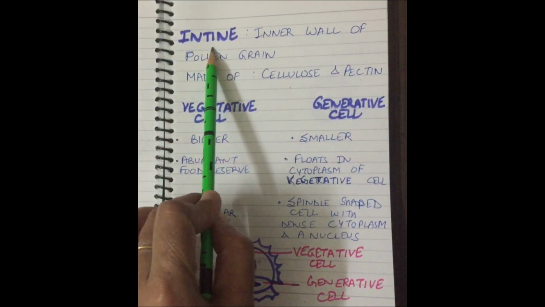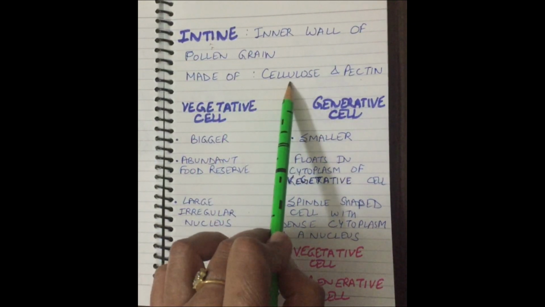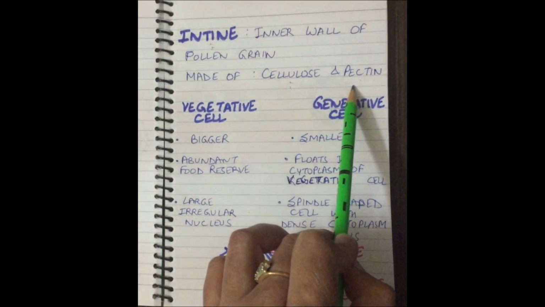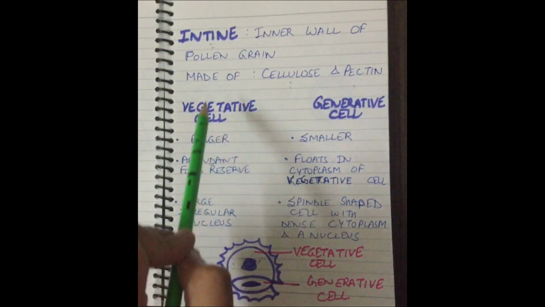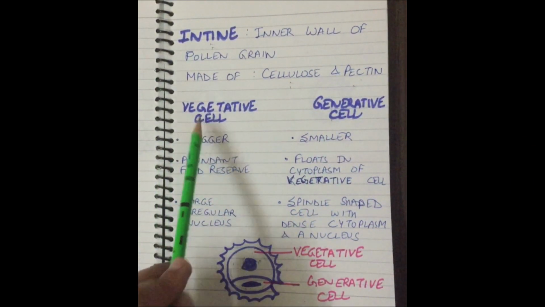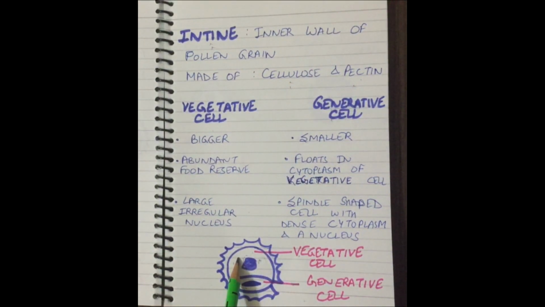Now the chemical composition of intine. Intine is made up of cellulose and pectin. Now talking about the characteristics of vegetative cell and the generative cell. Vegetative cell is bigger. It has abundant food reserve. This food reserve will be used during the pollen tube growth. Then it has a large irregular nucleus. Generative cell is smaller. It is floating in the cytoplasm of vegetative cell. Generative cell is spindle shaped with dense cytoplasm and a nucleus.